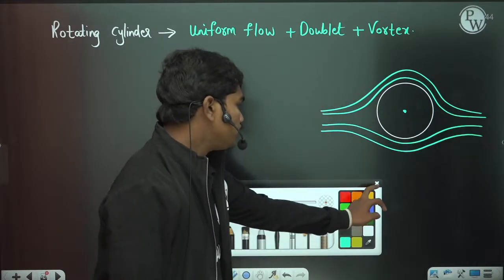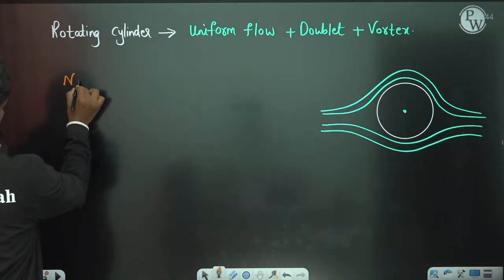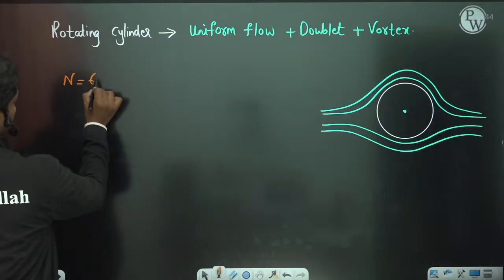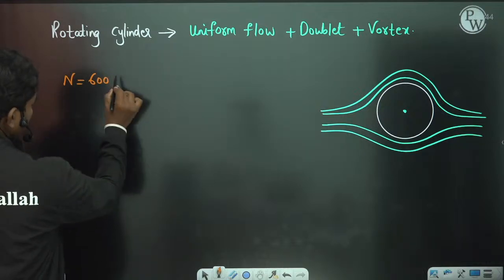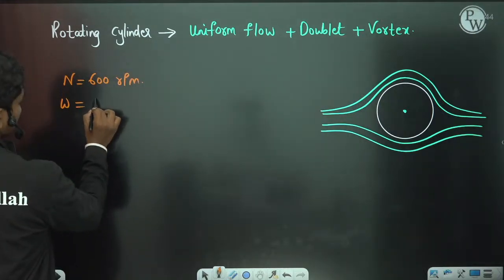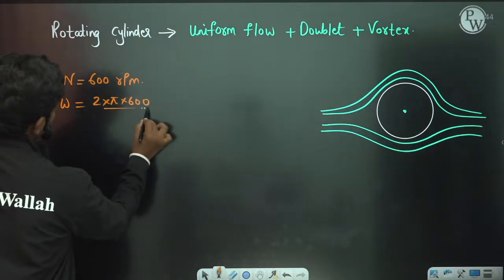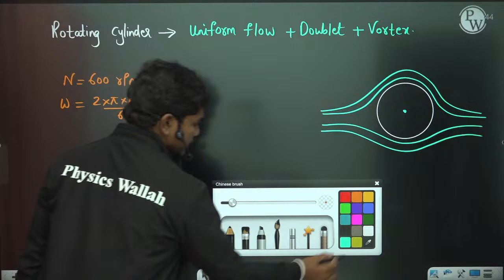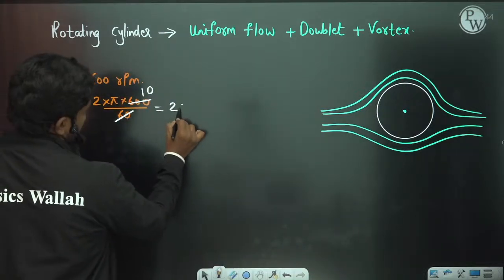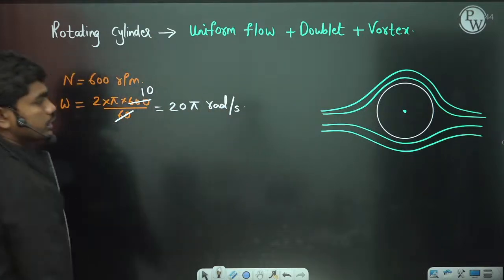Now in this case, the speed of the rotation is 600 rpm, so 600 revolutions per minute. If you calculate, omega is 2 pi N by 60. With N equal to 600, that gives 10, so the total is 20 pi radians per second, which is the angular velocity of rotation of the cylinder.